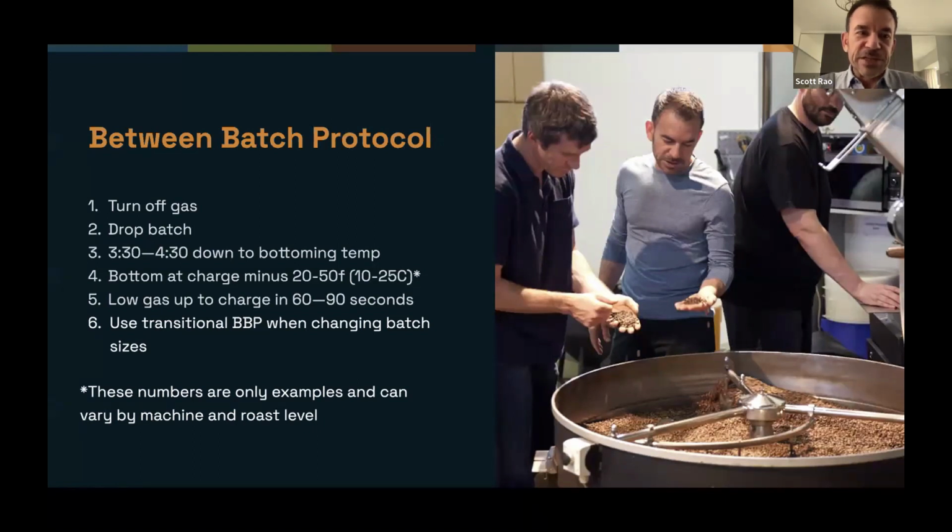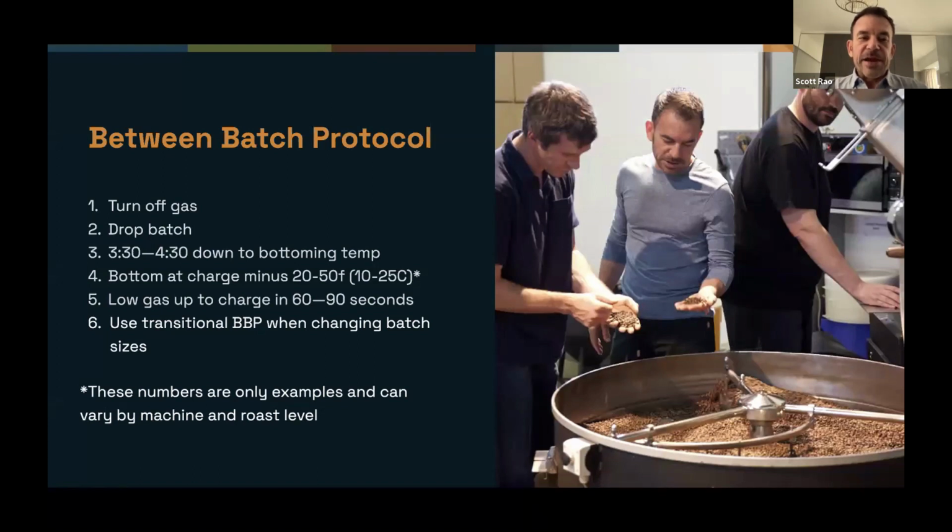So the best way to achieve this, in my experience, is to do what I think of as a bit of an oscillation. So right before you drop a batch, I recommend you turn off the gas. That way there's a consistent time at which the gas is always turned off. If you sometimes turn off the gas before dropping a batch and sometimes after, it'll be a little harder to be consistent. Then you drop the batch, close the door, and you wait about 3.5 or 4.5 minutes to reach what I call the bottoming temperature.